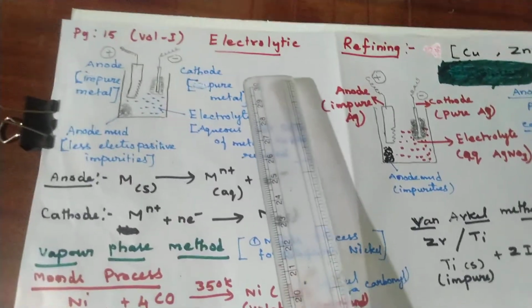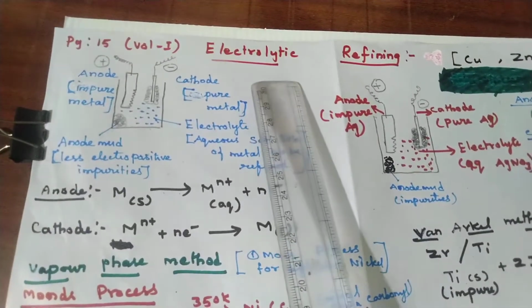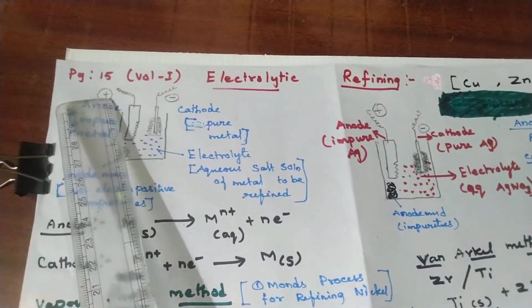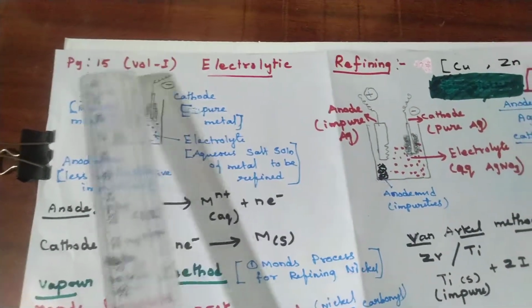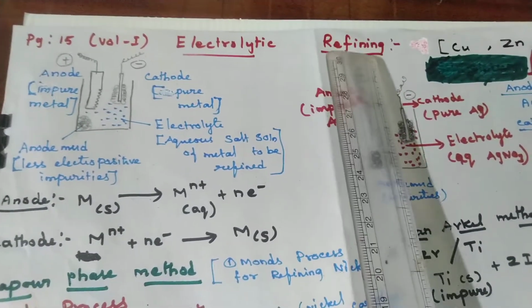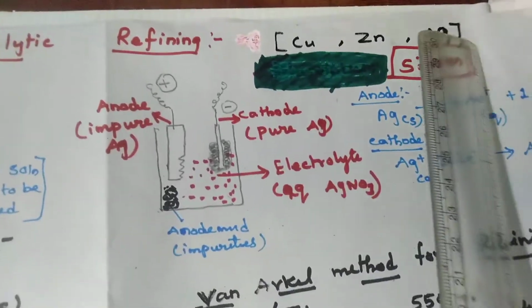Hello students, today I am going to explain electrolytic refining of metals. Page number 15 and in volume 1 it's given. Electrolytic refining is a process which is used to refine metals like copper, zinc and silver.